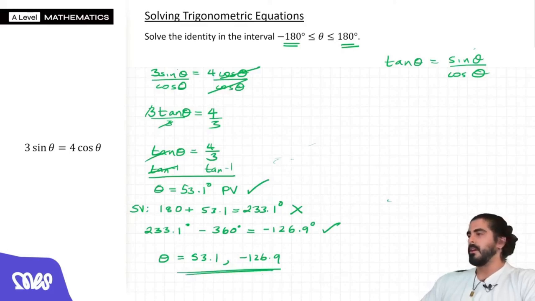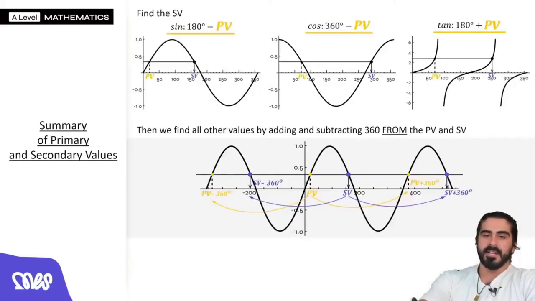Nice and simple. Did we need to draw any CAST diagrams? Did we need to draw any graphs in general? No, we didn't. We just needed to do primary value, secondary value, and then add and minus 360. So that last step was here, adding and minusing 360.